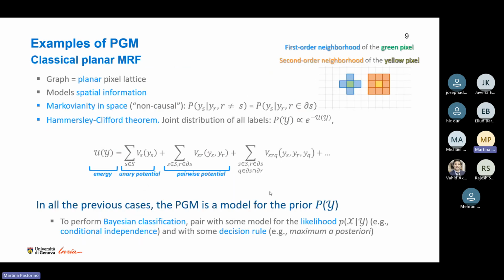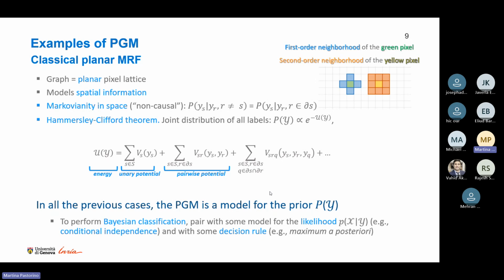We have our other classical models, our classical examples of PGMs here. For example, a classical planar Markov random field in which our graph is again a planar pixel lattice and it models spatial information. In this case, with respect to the Markov mesh, we have a non-causal model because we can account for interactions between neighboring pixels that are before or after the pixel we're considering.